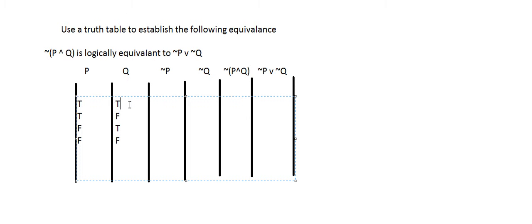Okay, for my not P will be the opposite of P, so it will be false. For this one, it will also be false. For this next one, it would be true. It's the opposite of false. And this last one will also be true.